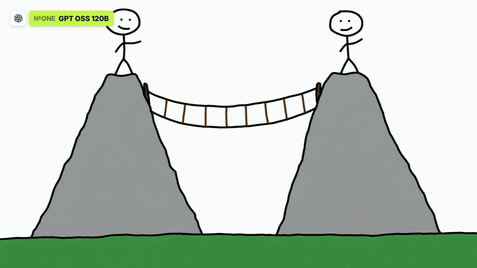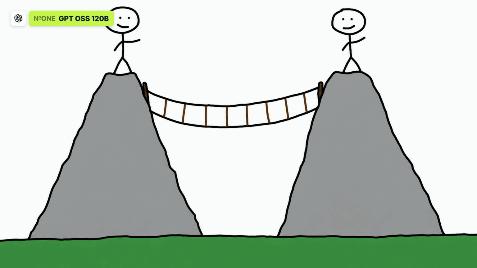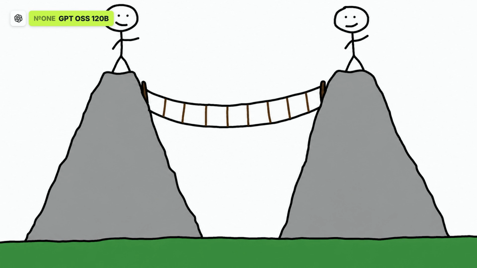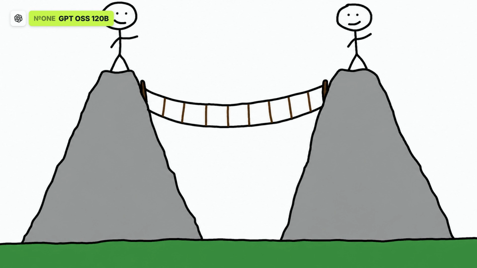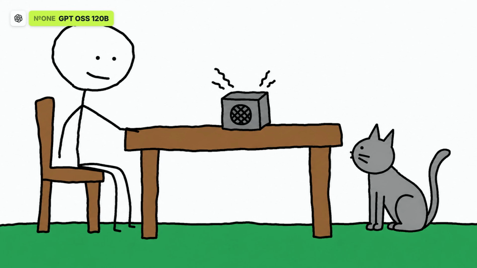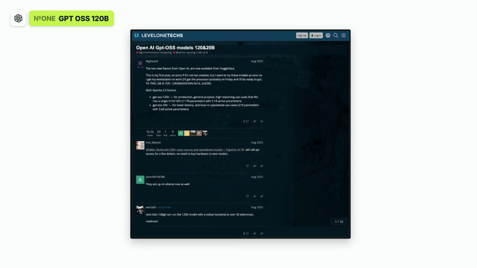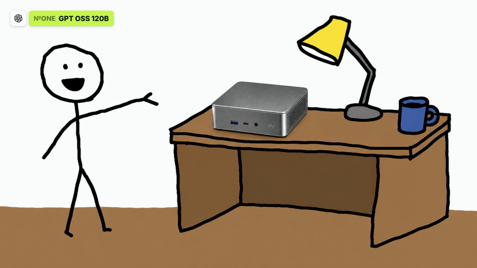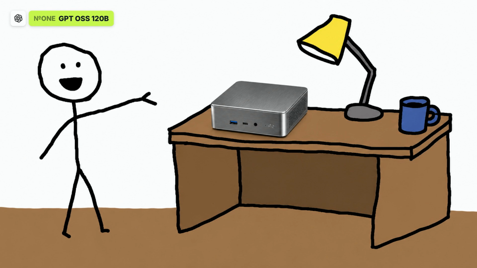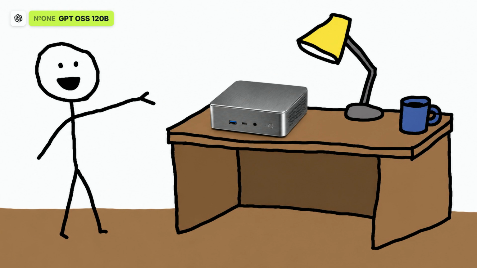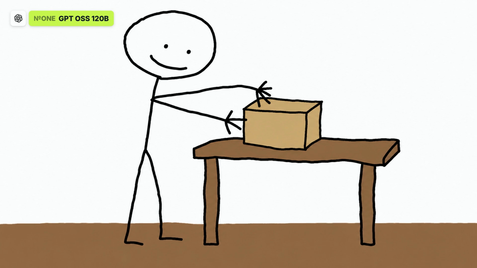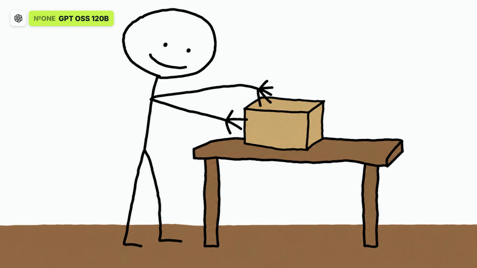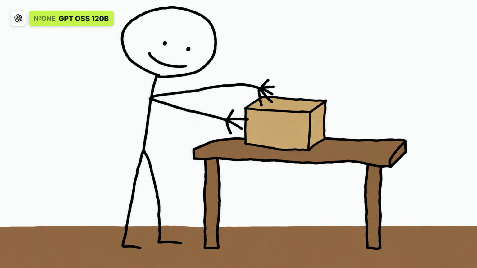Its logic is close enough to the paid frontier that the gap has mostly stopped being the interesting part, and you can see that in what normal people are actually running it on. Over on the Level 1 text forum, a user reported pulling over 30 tokens a second running GPT-OSS-120B on a 128GB Strix Halo mini PC through a Vulkan backend. You're looking at a literal box that sits on a desk, completely bypassing the need for a rented server.